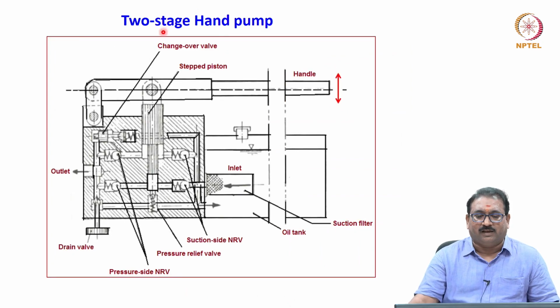Now, we will see, friends, another category: the two-stage hand pump. You will see here it is an oil tank, inlet, and this top one is the handle moving up and down. Here you will see, friends, a stepped piston. These are called suction side NRVs, these are called pressure side NRVs. Again, as usual, the drain valve is there when it is reversing. Also the changeover valve to do some functions.